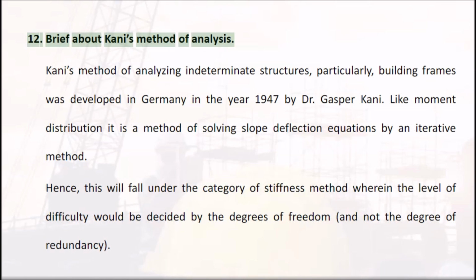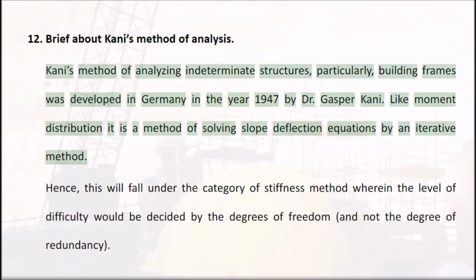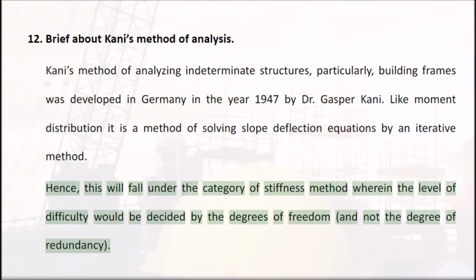Brief about Kani's method of analysis. Kani's method of analyzing indeterminate structures, particularly building frames, was developed in Germany in the year 1947 by Gasper Kani. Like moment distribution, it is a method of solving slope deflection equations by an iterative method. Hence, this will fall under the category of stiffness method, wherein the level of difficulty would be decided by the degrees of freedom, and not the degree of redundancy.